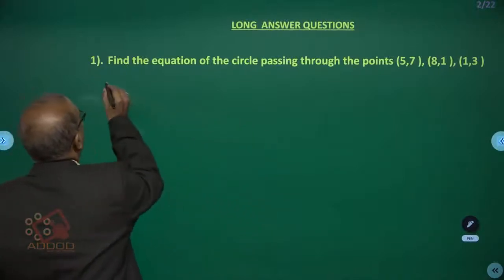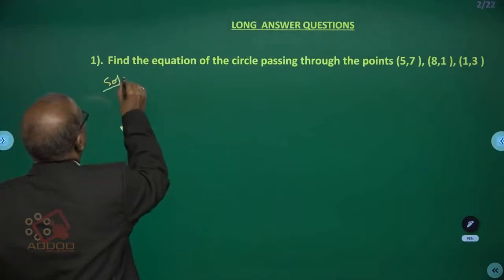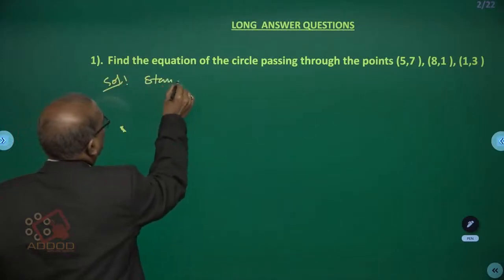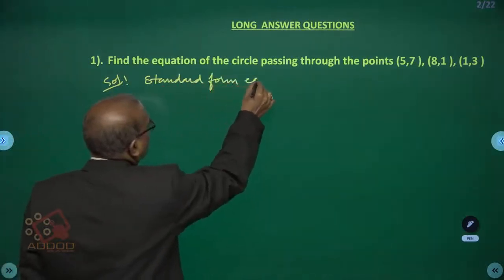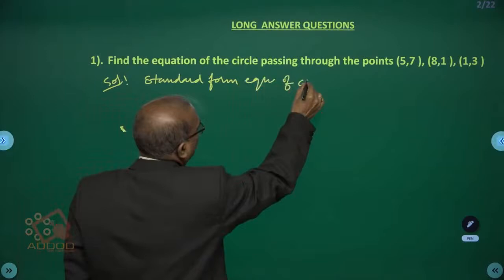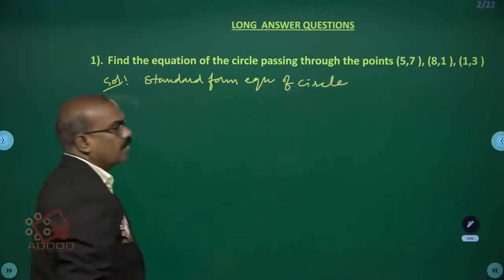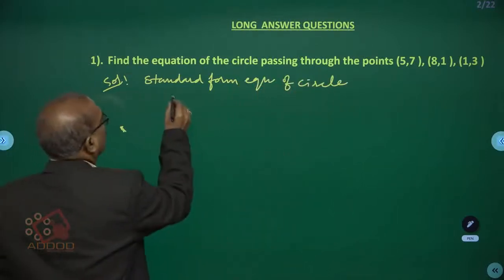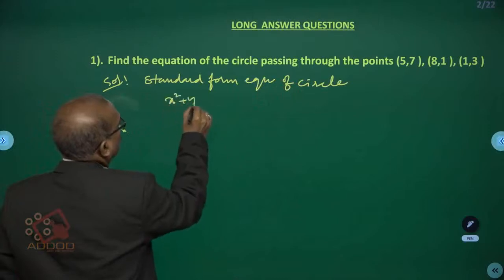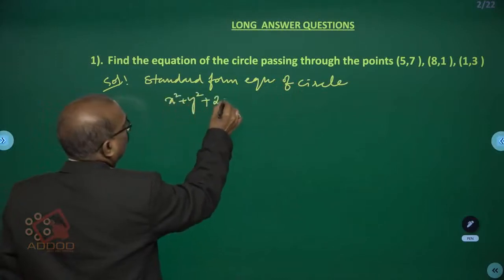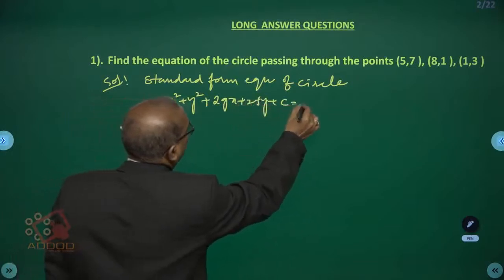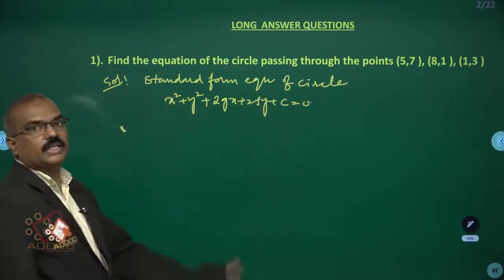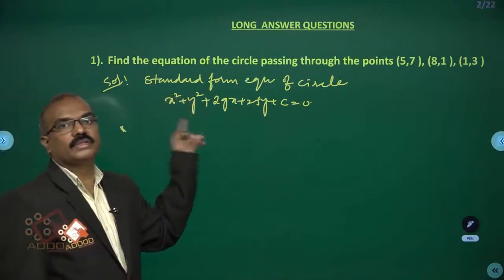The standard form of the equation of the circle is x square plus y square plus 2gx plus 2fy plus c is equal to 0. It is the standard equation of the circle.